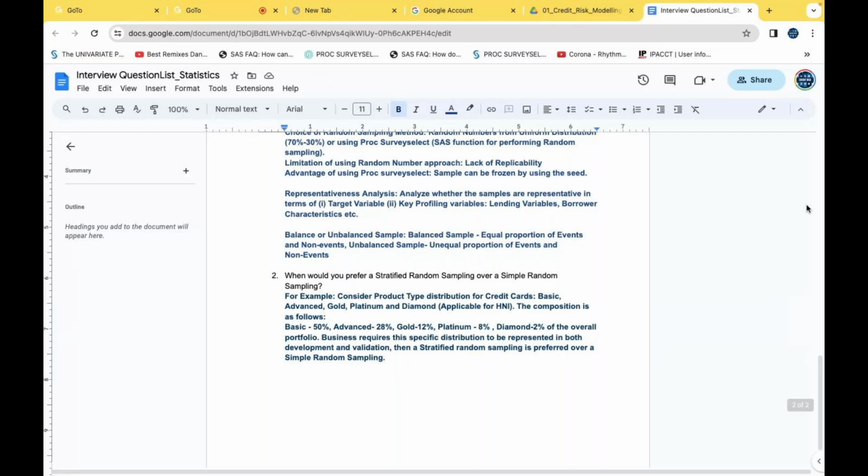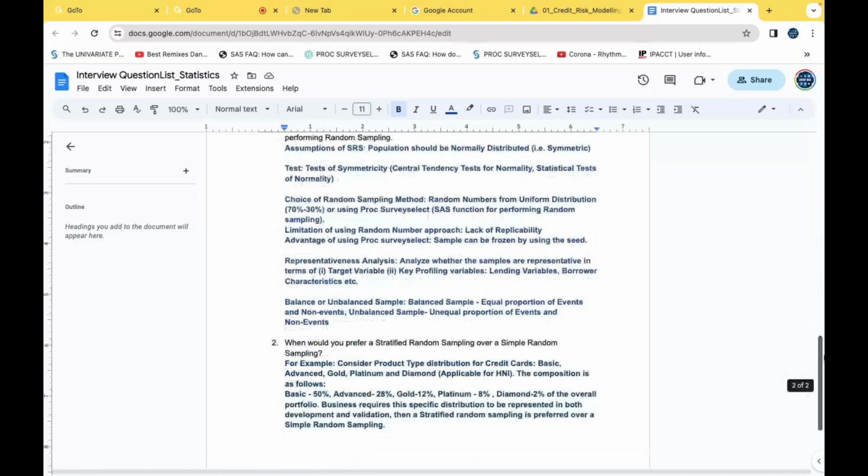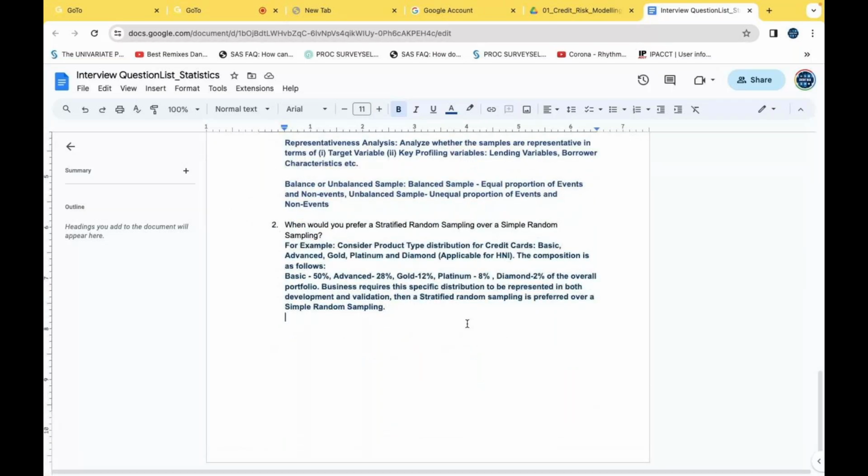Otherwise, a simple random sampling can be performed, and the shifts in the key distributions can be checked through the representativeness analysis. If you see that there are no major shifts, there should not be a problem with the simple random sampling approach. However, if this particular specification is involved, then we need to ensure that a stratified random sampling is performed.